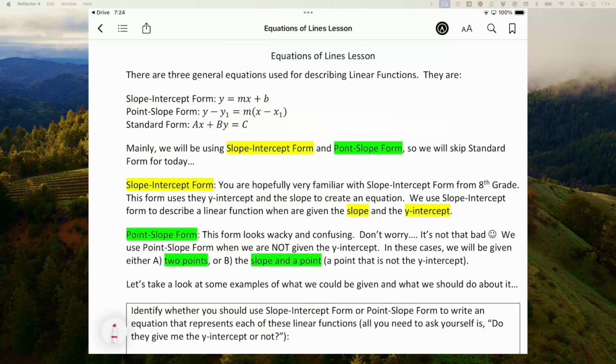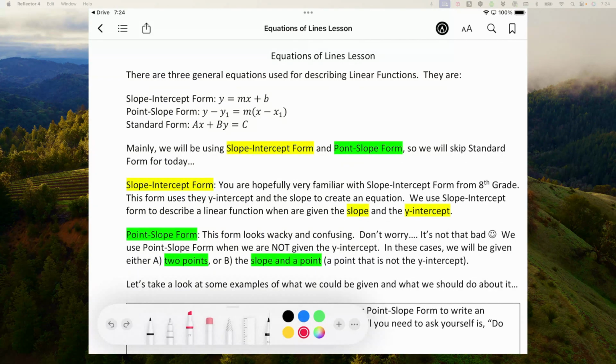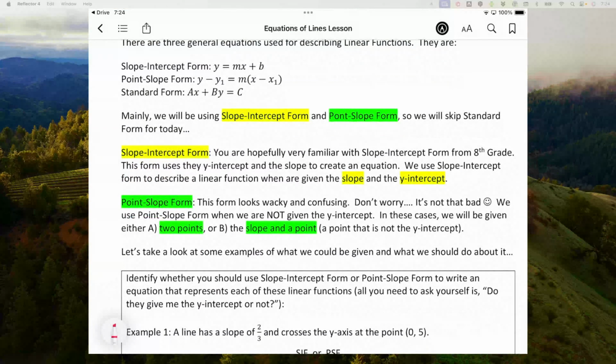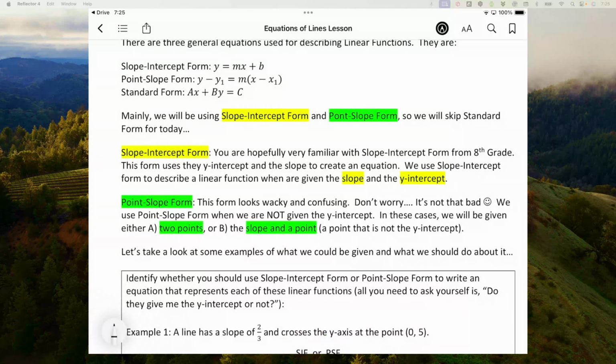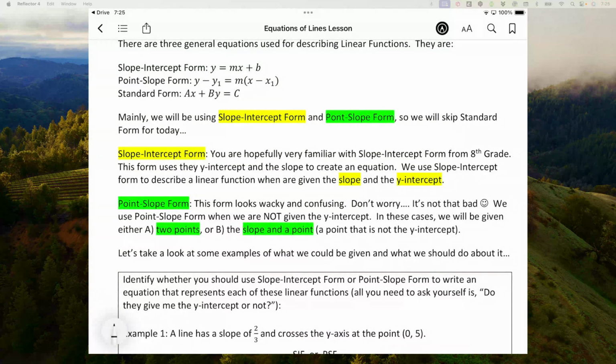So slope-intercept form, if we start right here, you hopefully are pretty familiar with this, not necessarily from 8th grade like it says there, but from our class to this point. And the thing is that we need to know that this form uses the y-intercept and the slope to create an equation. That's why it's called slope-intercept form. We use slope-intercept form to describe a linear function when given the slope and y-intercept. And so again, that is y equals mx plus b, where m is the slope and b is the y-intercept.